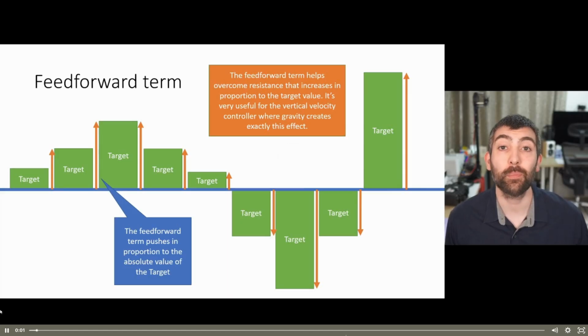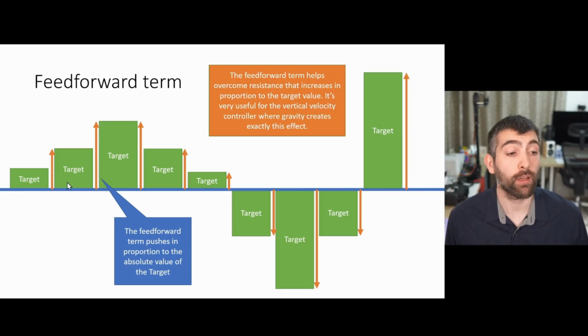The feed-forward term in ArduPilot is another proportional term, but rather than looking at the PID error, the feed-forward term looks at the target. The larger the value of the target, the harder the feed-forward term pushes in the same direction as the target. This feed-forward term helps to overcome resistance that increases in proportion to the target value. There aren't that many situations where that's an important and useful capability to have, but one of them is in the vertical velocity controller.